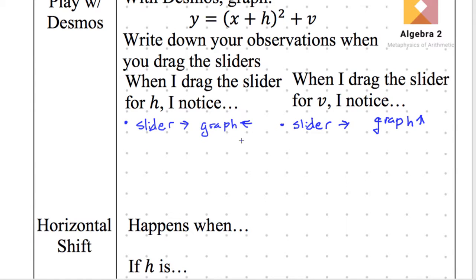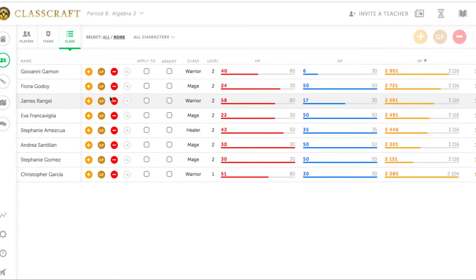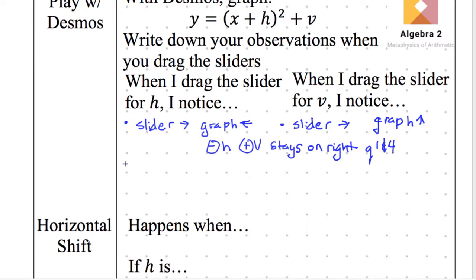So if you have, I'm going to put it right in the center, a negative H and a positive V stays, you said on the right? Yeah, on the right side of the graph. Okay, so in quadrants 1 and 4 then. Yeah. So we'll say quadrants 1 and 4. Nice. And let me give you your XP. All right, any other observations that we have?